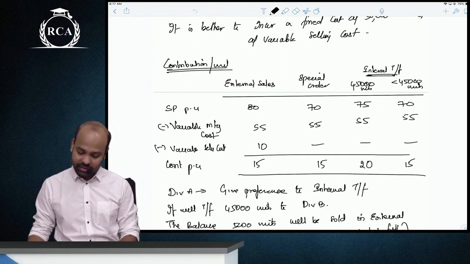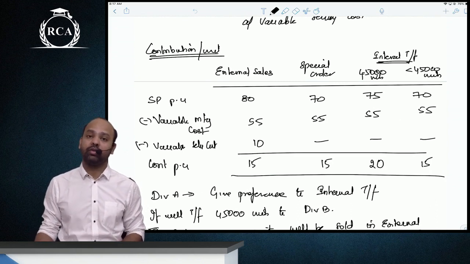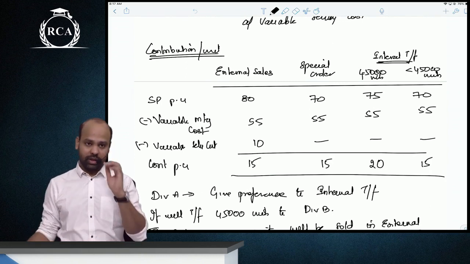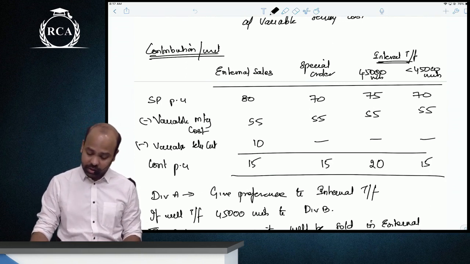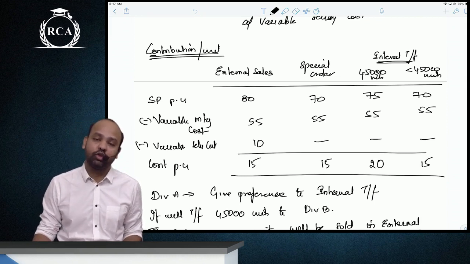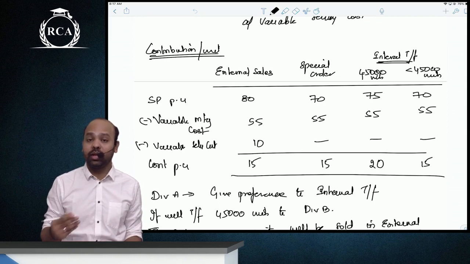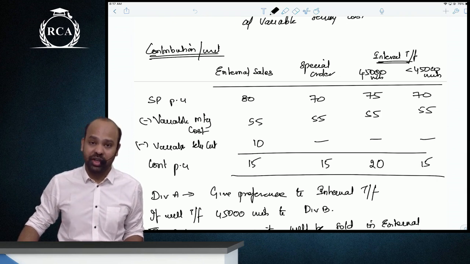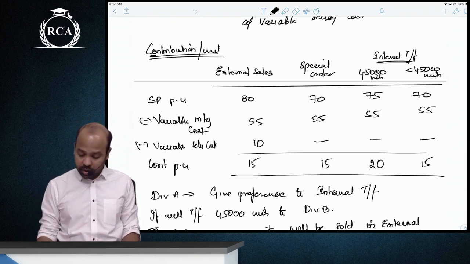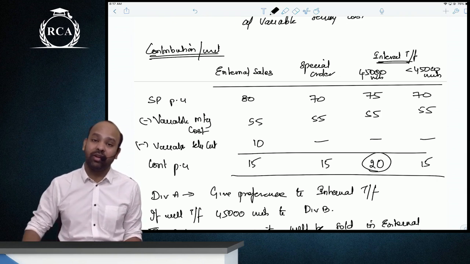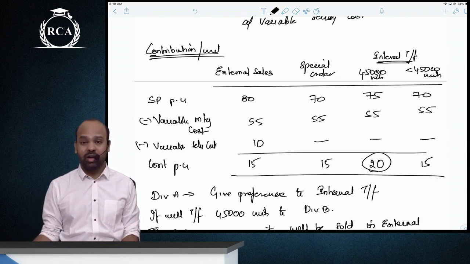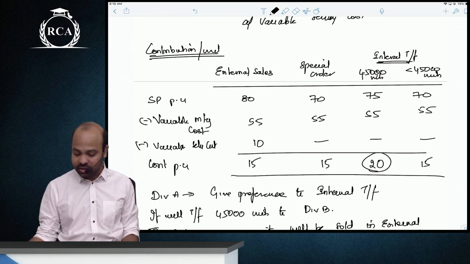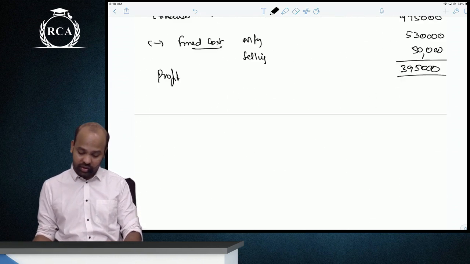We all know that the best strategy we have selected is to transfer 45,000 units internally and transfer 5,000 units in the external market. If you do not want this strategy to change, what is the range of negotiation possible between division A and division B? After 20, the next best contribution is 15 rupees per unit. Yes or no? We can always arrive at the range of negotiation here.